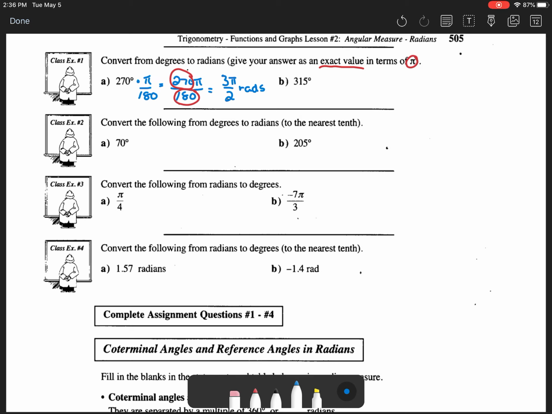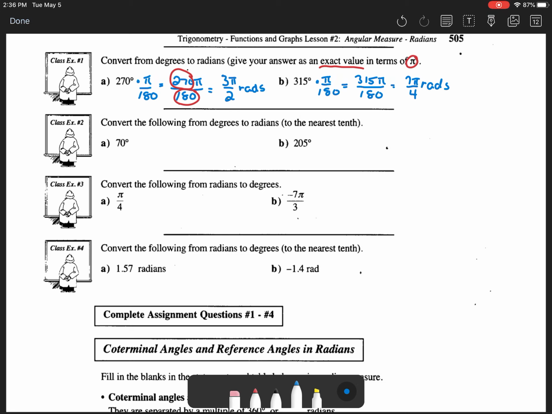So moving on to the next one, same basic idea, 315 degrees, I'm going to multiply by pi over 180 again. That's going to be 315 pi over 180. When I take 315 and reduce that over 180, that will become 7 pi over 4. So 7 over 4 is what 315 over 180 becomes. And those are pi radians.